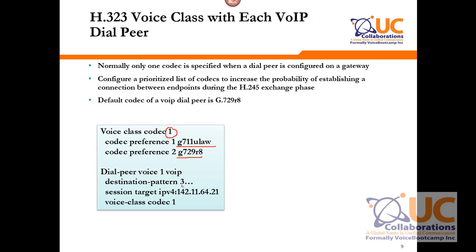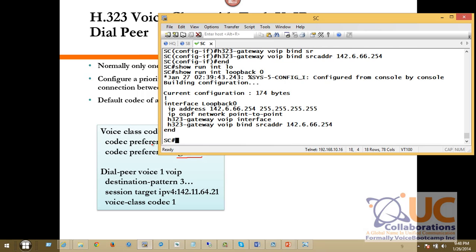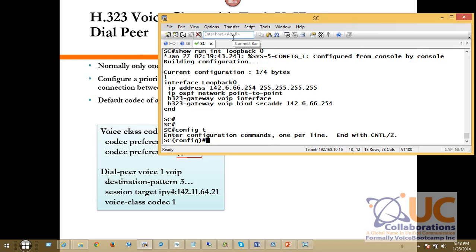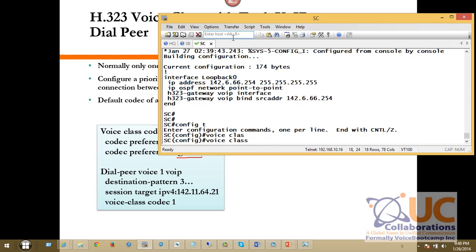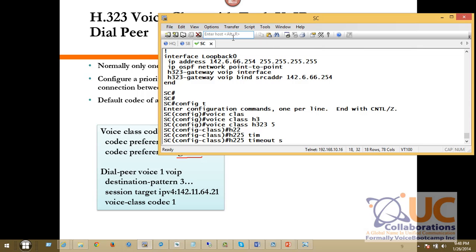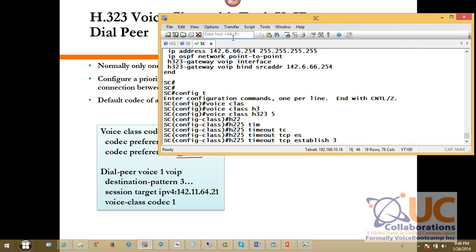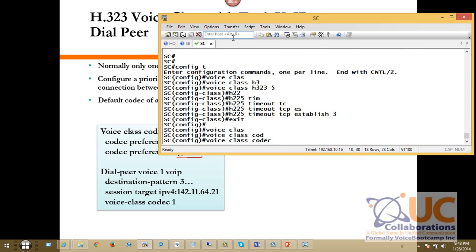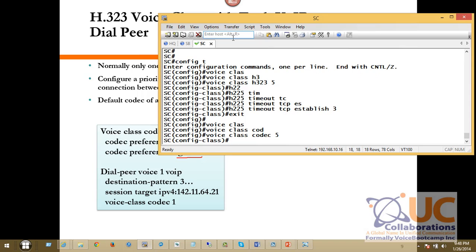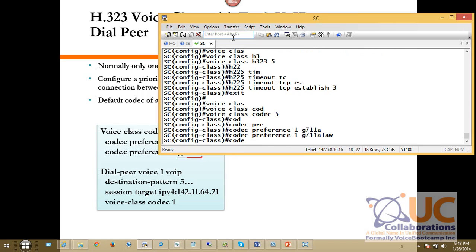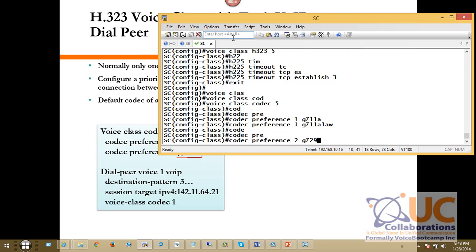So I'm going to create two dial peers and associate this codec and the H323 class that we created earlier. First, on the Site C router, I'm going to create a voice class H323 number 5, H225 timeout TCP establishment 3 seconds. And then I'm going to create a voice class codec, let's say 5, and I'm going to change the codec preference 1 to G711 alaw and codec preference 2 to G729r8.